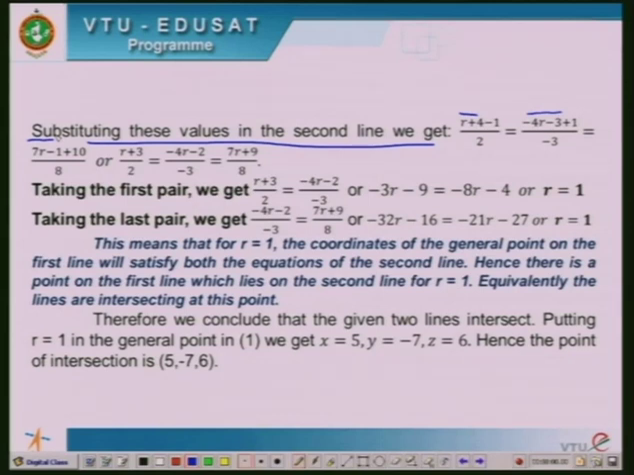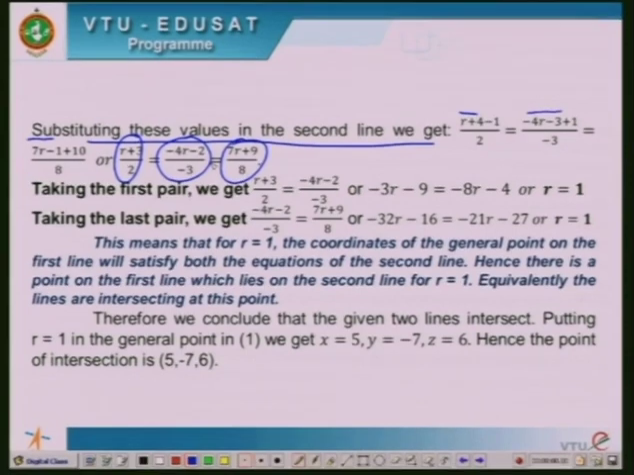On simplification, you get (r plus 3) by 2, the first ratio, equal to (minus 4r minus 2) by minus 3, equal to (7r plus 9) divided by 8. Now, how to show that the lines are coplanar? You have obtained a general point on the first line by equating to r and you have directly substituted that in the second line. So, this gives me another set of ratios.